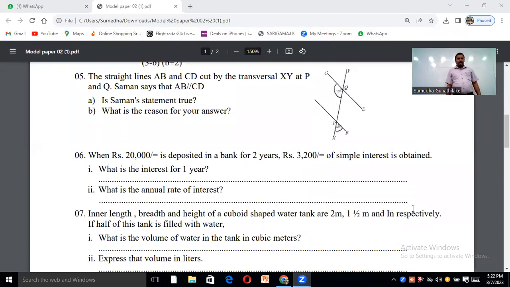When 20,000 rupees is deposited in a bank for 2 years, 3,200 of simple interest is obtained. Or the interest for 1 year. 20,000 deposit කරාම අවුරුදු දෙකට කොච්චරද පොලිය? 3,200. Right? Interest for 2 years, 3,200.